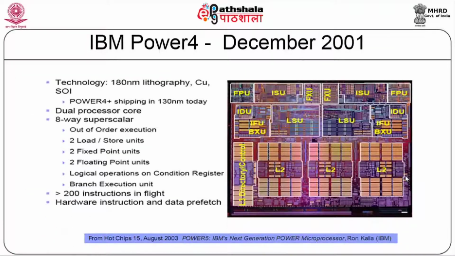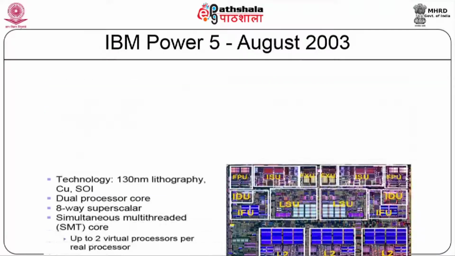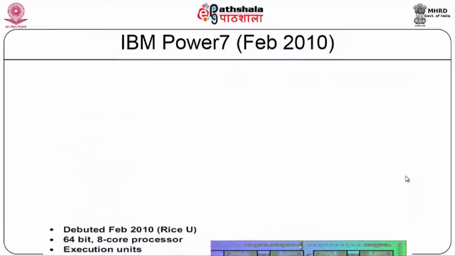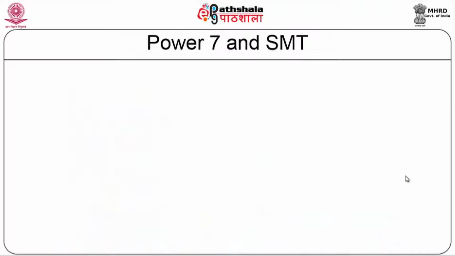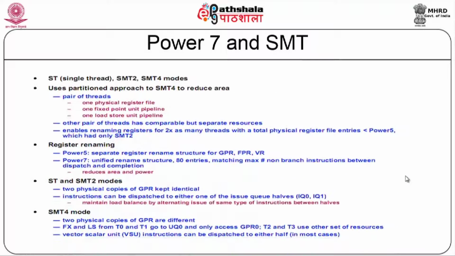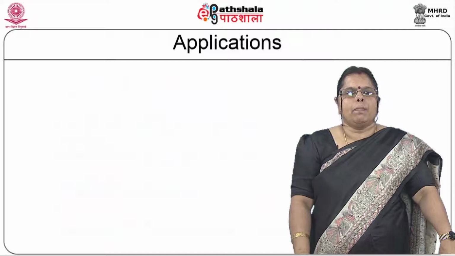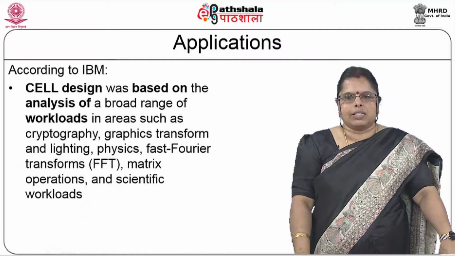This is the architecture of the IBM Power 4 to give you an idea of what this architecture is. This is Power 5, Power 7, which was released in February 2010. And if you look at Power 7 and SMT, it has support for simultaneous multi-threading. You can either have SMT2 or SMT4 modes, and all these register renaming and all that I think you are already familiar with.